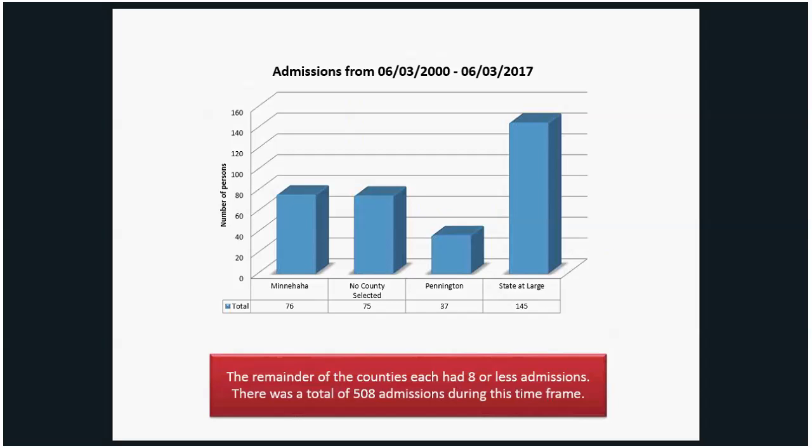Minnehaha had the largest number of admissions, with Pennington County coming in second, and the state at large is from jail. Oh, wow. And the remainder of the counties each had 8 or less admissions. Total of 508 admissions during that time frame.